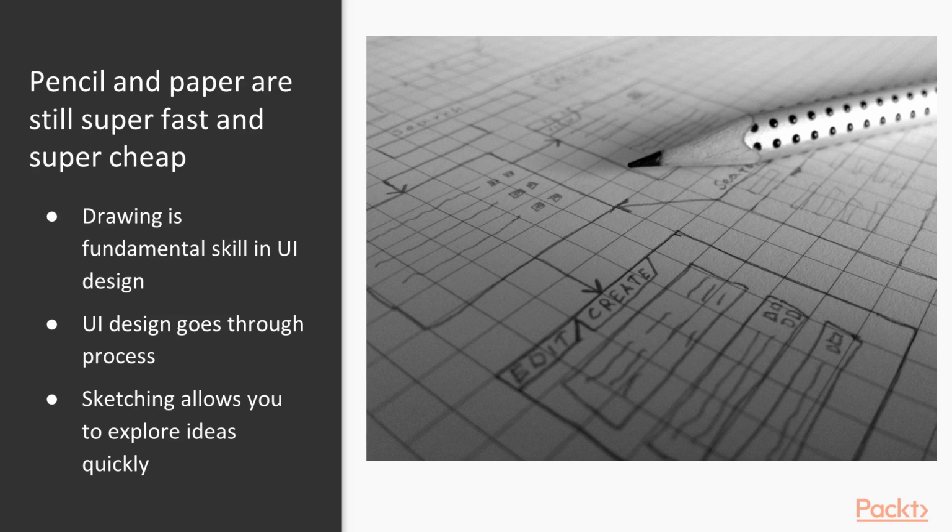Pencil and paper are still incredibly cheap and incredibly fast to think through ideas. Drawing is a fundamental skill in making UI design, and using software is a type of drawing. So if you start on a piece of paper, you're fast, you're thinking through quick sketches, you're thinking through the solutions, and then you're using the software to execute on those ideas. UI is a process, and by doing that, you're running through the cycles. You're thinking through the steps, you're understanding what your user wants to do, you're understanding the content and the context in which that content is being used, and sketching allows us to explore all of these ideas, as I said before, quickly.